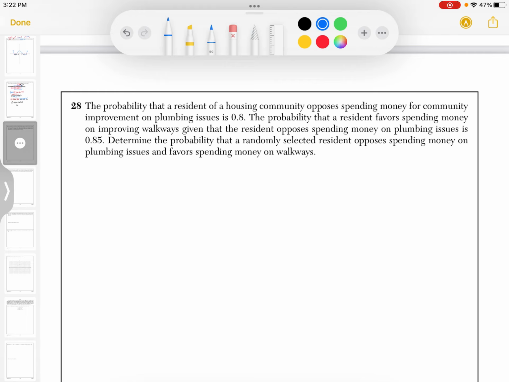Okay. Number 28, probability question. It says the probability that a resident of a housing community opposes sending money for community improvement on plumbing issues is 0.8. That is a wild thing to do a probability about. Here we go. Next, the probability that a resident favors spending money on improving walkways given that the resident opposes spending money on plumbing issues is 0.85. Given. Determine the probability that a randomly selected resident opposes spending money on plumbing issues and favors spending money on walkways.